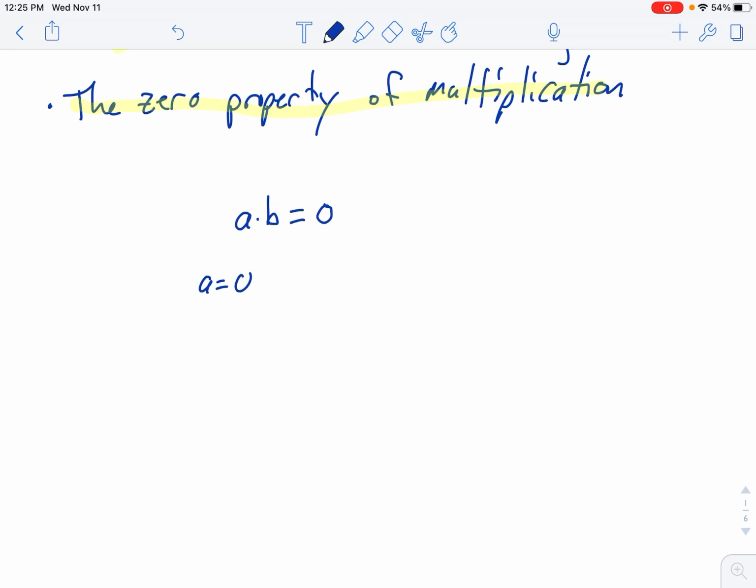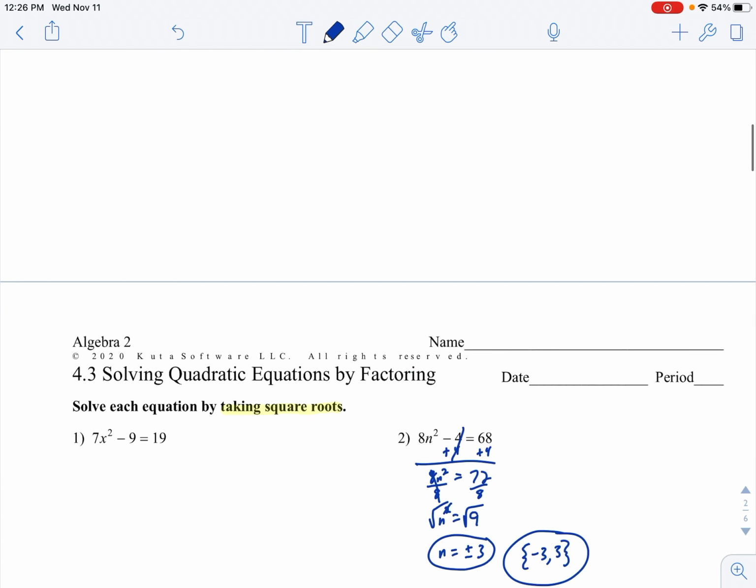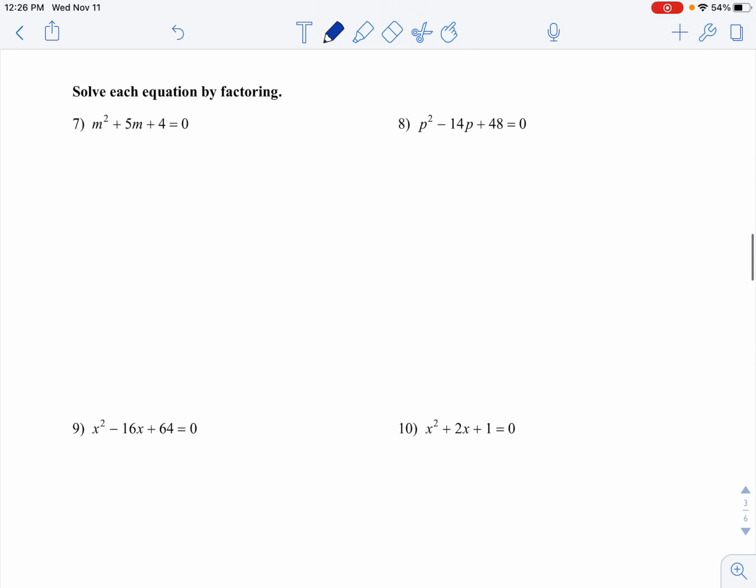Either a would have to equal 0 or b would have to equal 0. In order to multiply 2 numbers together and get 0 for an answer, at least one of them has to be a 0. Or they could both be 0. So if a times b equals 0, then either a equals 0 or b equals 0. Why is that important? Well, I've got to put it all together here. I'm going to use an example to do it.